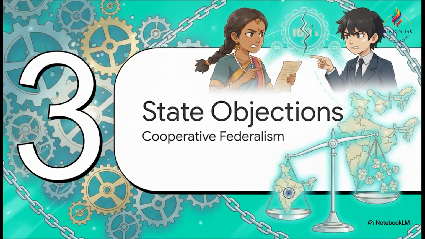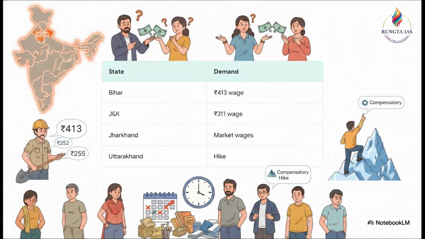All right, Section 3, State Objections and Cooperative Federalism. Aspirants, it's time to put on your GS Paper 2 hats. View these specific state demands purely through the lens of federal friction. We're seeing at least 3 states, including BJP-led governments like Madhya Pradesh and Bihar, strongly questioning this financial shift to a 40% burden. Just look at the wage demands.